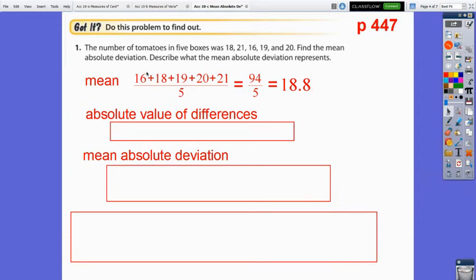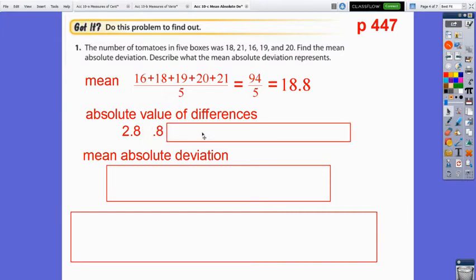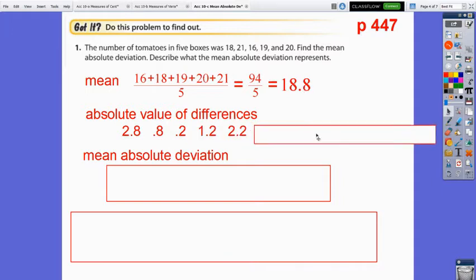Okay, now you need to find all the differences. So 18.8 is the average. What is the difference for each of these numbers from 18.8? And again, I do these subtractions in my head. You can as well. 18.8 minus 16 is 2.8. Then 18.8 minus 18 is 0.8. Then we go the other way. 19 minus 18.8 is 0.2. 20 minus this is 1.2. And 21 minus 18.8 is 2.2.